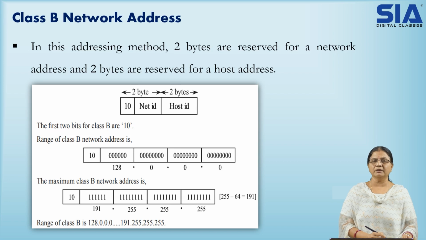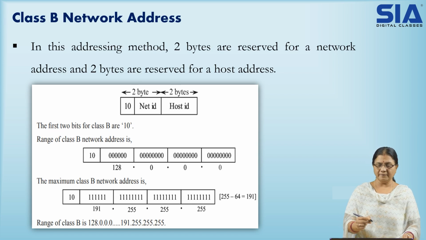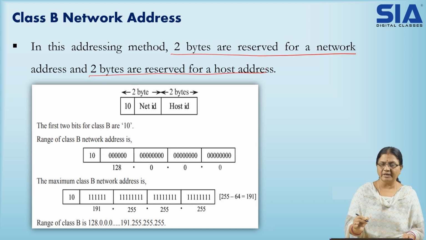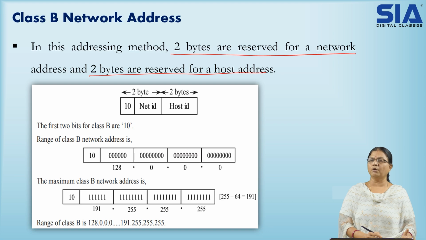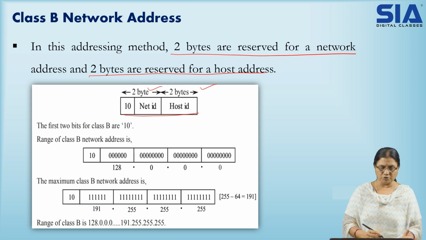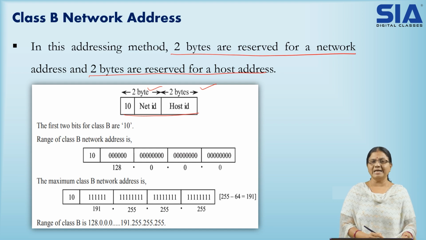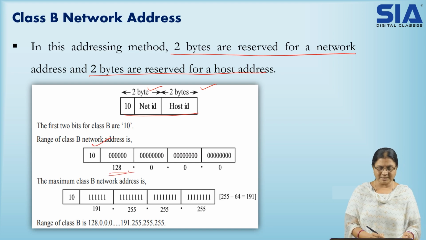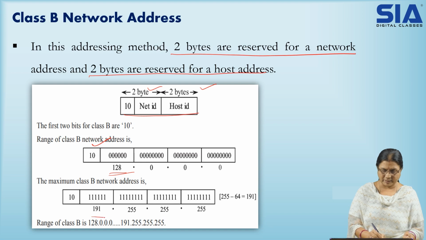Coming to class B, the addressing method is 2 bytes reserved for network and 2 bytes for host address. Previously we have seen 3 and 1, now here it is 2 and 2. The 2 leading bits for class B are 10. The range of class B starts from 128, and the maximum class B network address is 191.255.255.